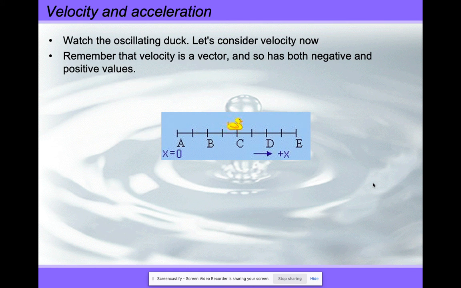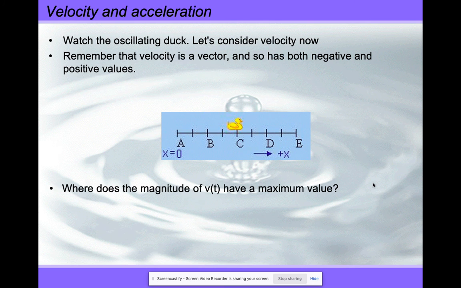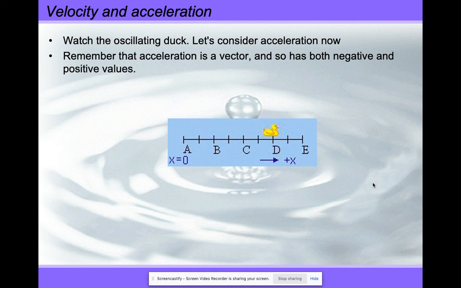All right, so let's look at this and consider velocity now. Where does the magnitude of velocity have the maximum value? At what letter would the maximum value of velocity be? That's right, that's at C. Where does velocity technically, for a split second, equal 0? There are actually two answers here, and it's A and E.